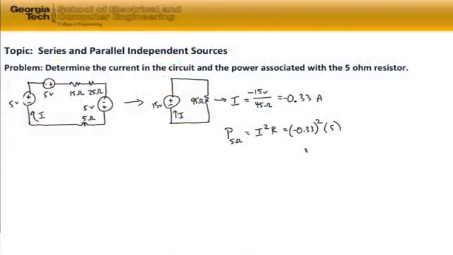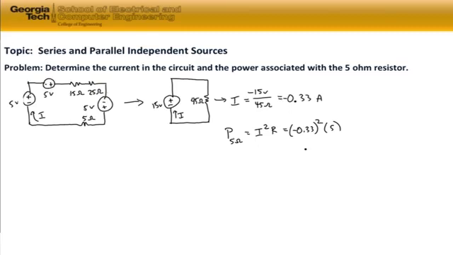The topic of this problem is series and parallel independent sources. And the problem is to determine the current in the circuit that's drawn and the power associated with the 5 ohm resistor. In this problem, we have a series combination of voltage sources and resistors.